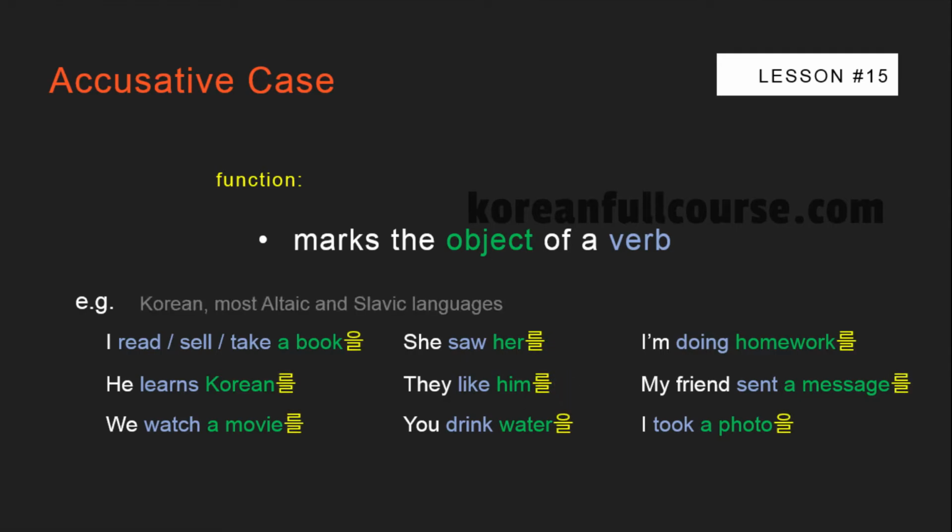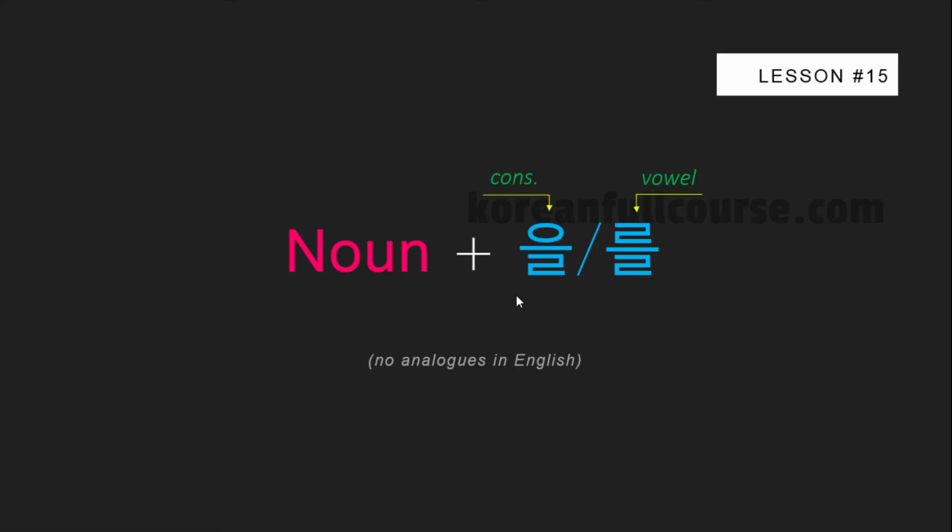The accusative case exists in Korean and most Altaic and Slavic languages. You may have already noticed that there are two types of the accusative case particles, 을 and 를. When a word ends with a consonant, use 을, and when it ends with a vowel, use 를.